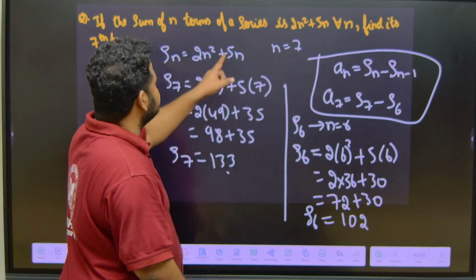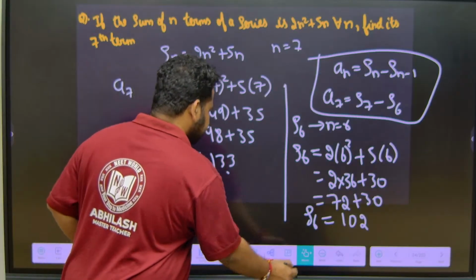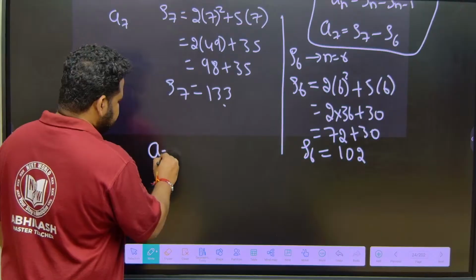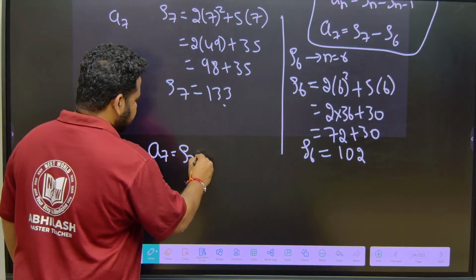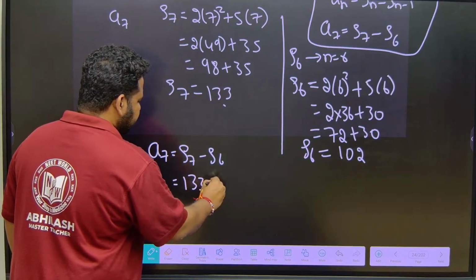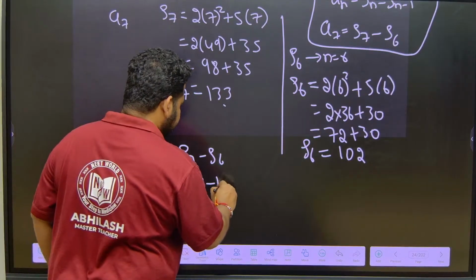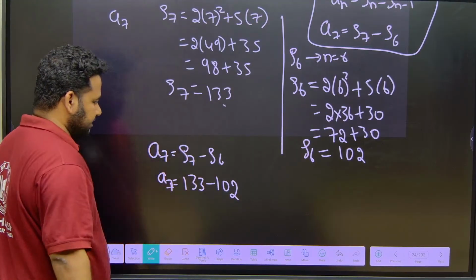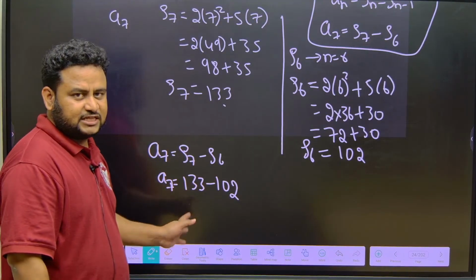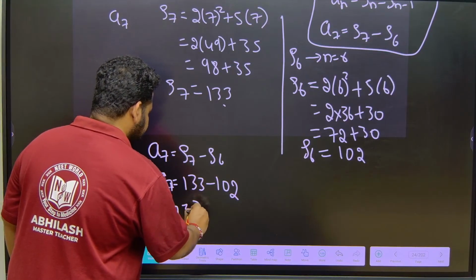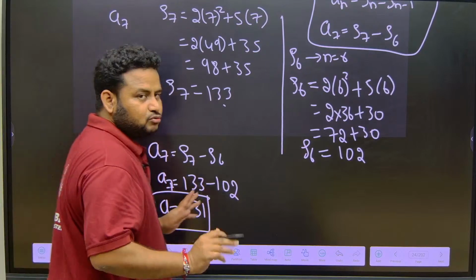Now they are asking us to find its 7th term. The 7th term is nothing but A7. A7 is nothing but equal to S7 minus S6. So that is 133 minus what? S6 is 102. So A7 is equal to 133 minus 102, that is nothing but 31. So A7 is equal to 31, friends. This is the right answer to this question.